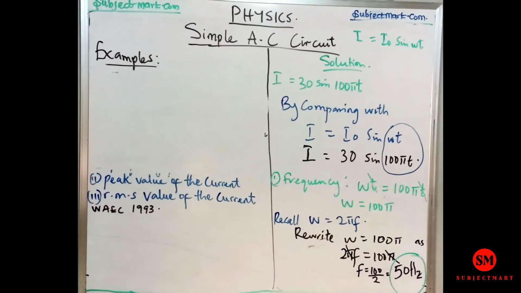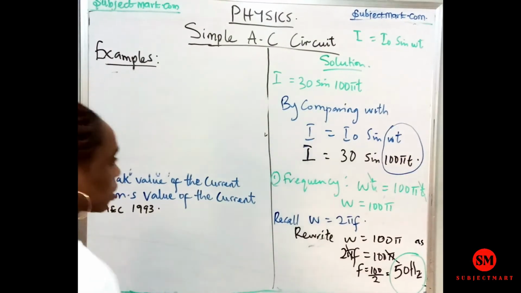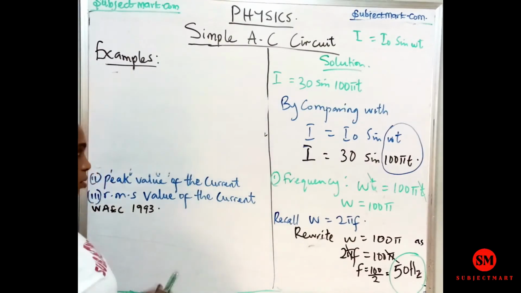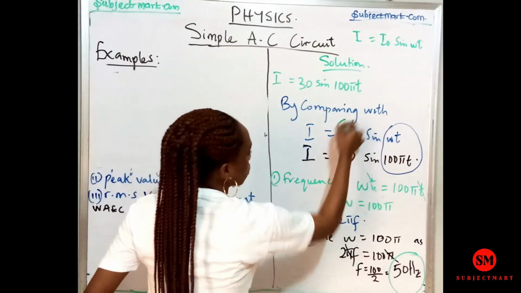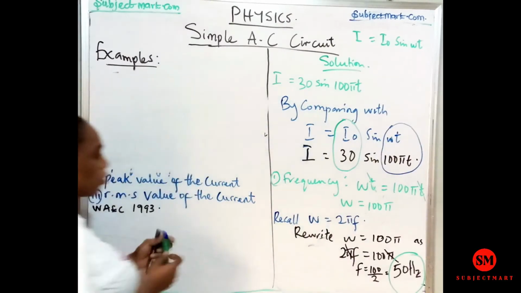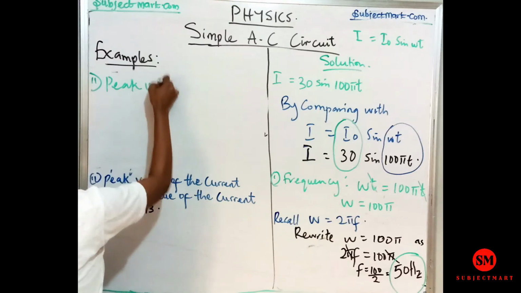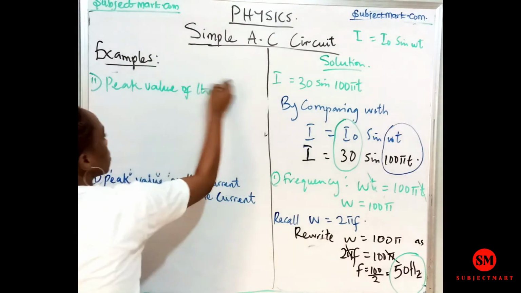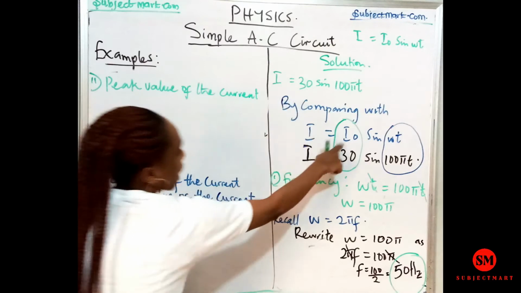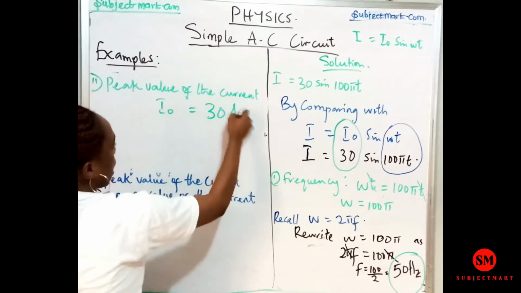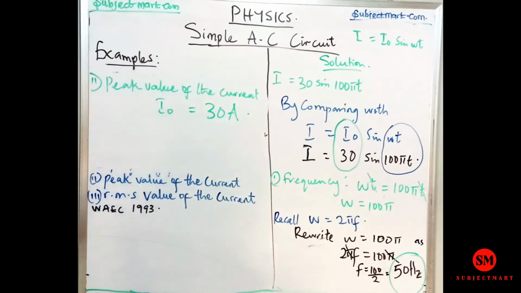Okay, so the second question here says the peak value of the current. That's very simple. Compare the two equations again. And here I have I naught. So the peak value of the current, I naught, is equal to 30. Peak value is the same thing as I naught, which equals 30 amp. So that has been answered, 30 amp.